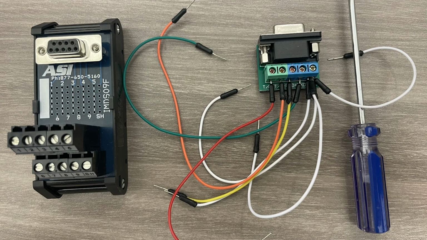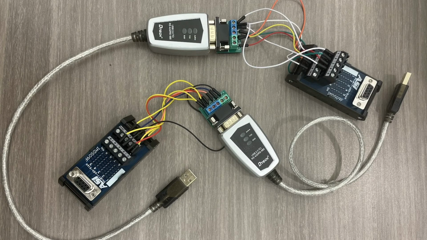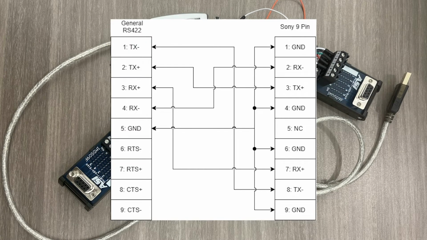This is what our prototype cable looked like. This uses a USB to RS422 adapter, a DE 9-pin breakout board, and then jumper cables that I borrowed from my son's Raspberry Pi kit to connect the two devices together with a custom mapping that would work with the Sony 9-pin protocol.